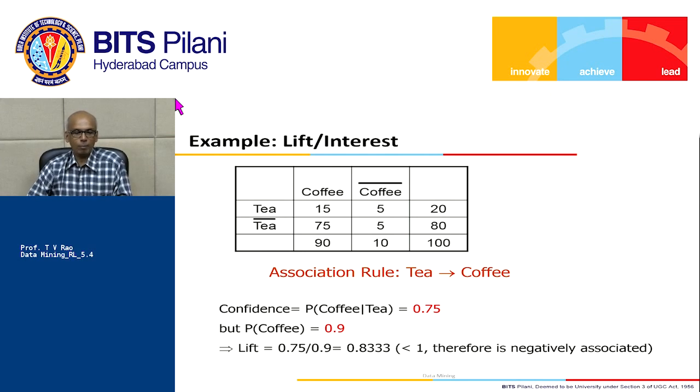So now we take the same problem of people who have a liking for coffee and dislike, etc. So when we look at a confidence of 0.75, but the probability of coffee is 0.9, we are getting a lift which is 0.8333. So what this means is that there is a negative correlation between coffee and tea. So now this explains that this rule is not good.